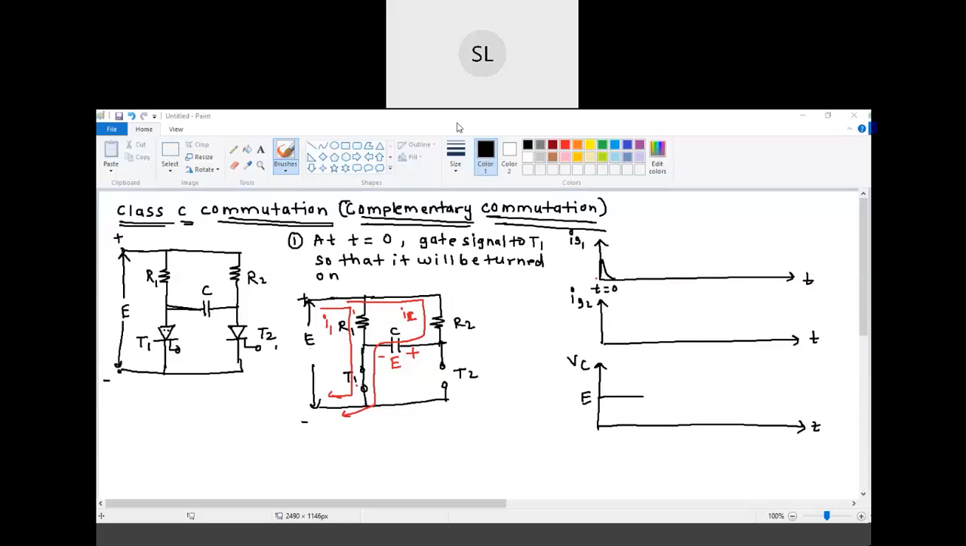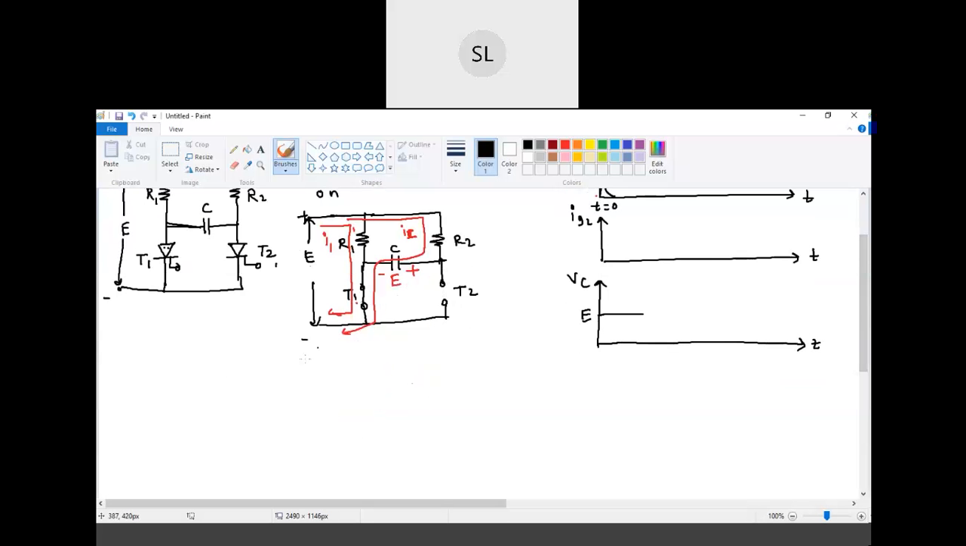Sorry for the interruption. What I was telling you is that when we apply a triggering signal to this T1, it will carry two currents. First of all, the current I1 which will flow through R1 and T1, and one more current that will be flowing through R2 and capacitor C. Because of this current flowing through R2 and C, it will charge the capacitor with its right plate positive. Once the capacitor has been fully charged to supply voltage E, the current I2 will be reduced to 0.